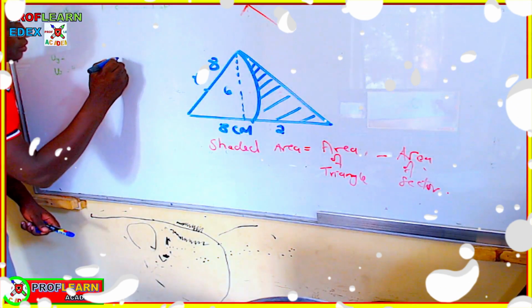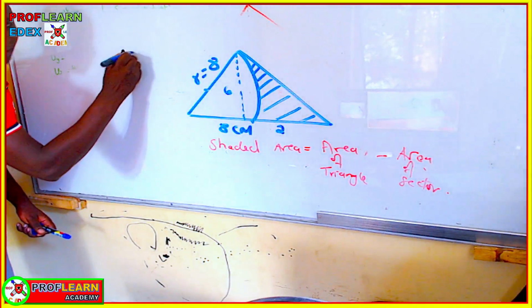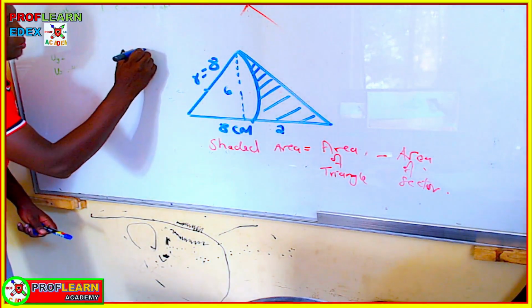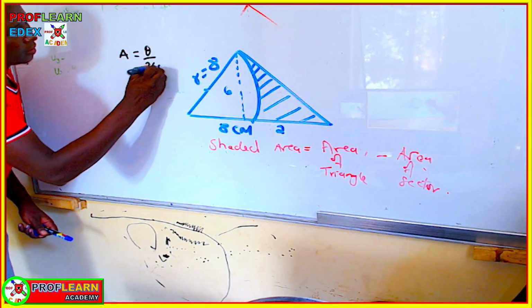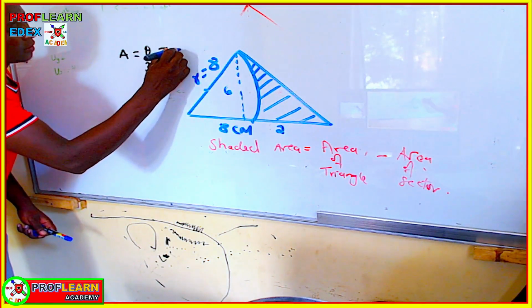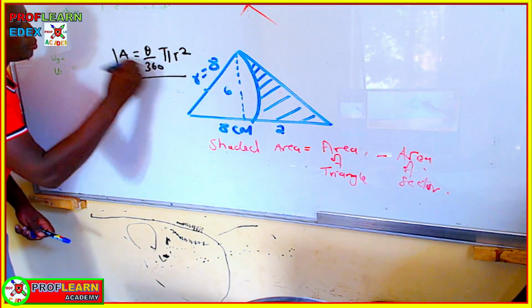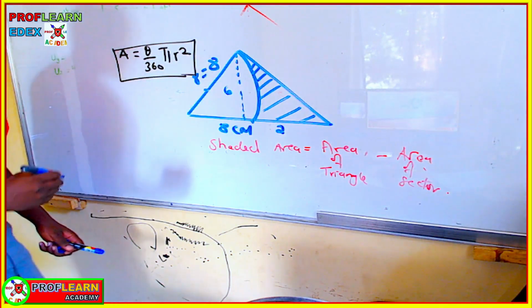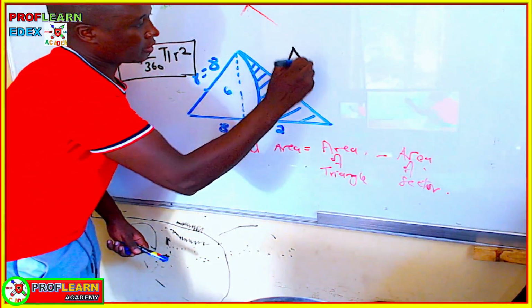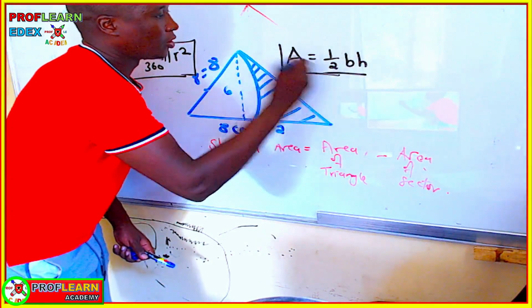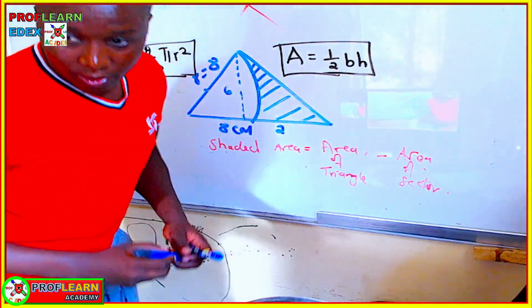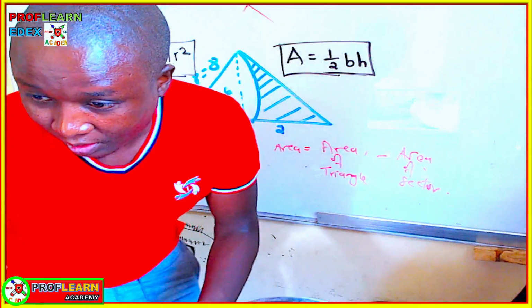You see here, area of a sector equals theta over 360 times pi r squared. You can use, you see this marker is quite clear, and the area of a triangle is a half base times height. So this is one way you can do these educational videos.